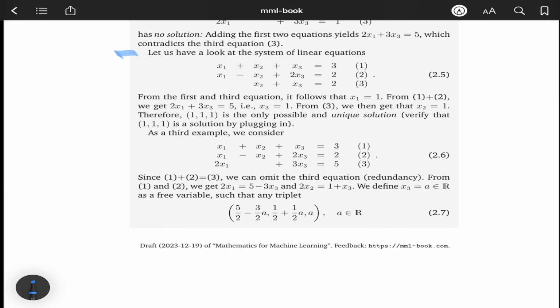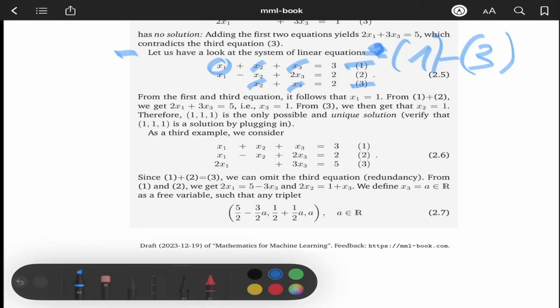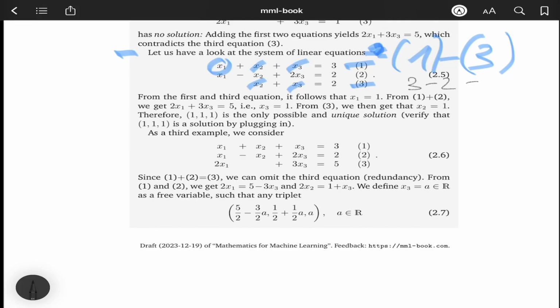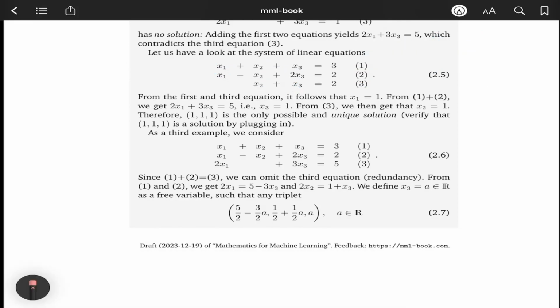From the first and third equation, it follows that x1 is 1. So how do they know that? They subtract. Adding and subtracting is the same thing. So they do equation 1 minus equation 3. The first one still remains x1, this one cancels out, that one cancels out, and here we have minus 2, I guess. What do they say? Oh, sorry, it's not minus 2. This one is 1, because we have 3 minus 2, and that is 1.